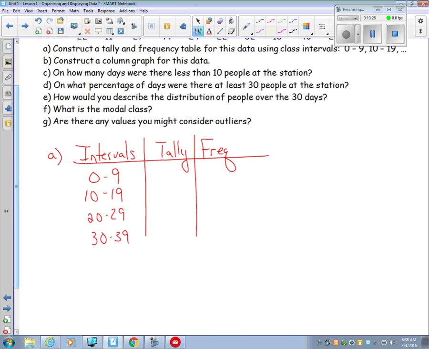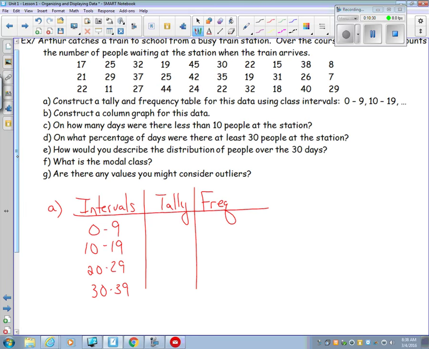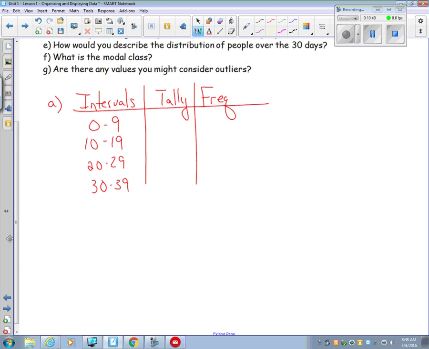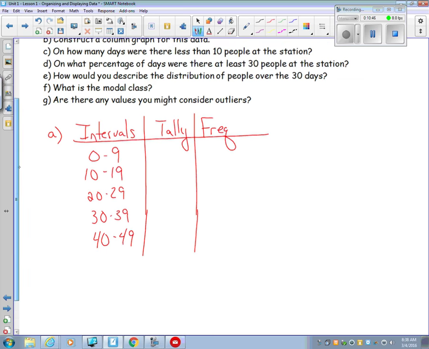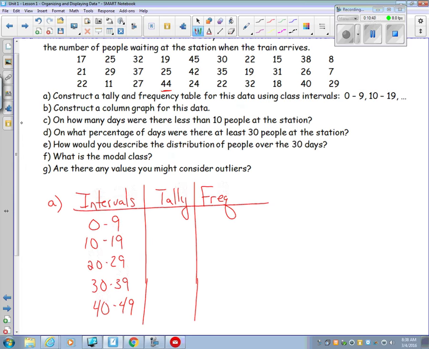39. You can stop when you reach the highest piece of data, so it's kind of helpful to find the highest piece of data. What do we look for here? I see a 44. I don't see anything higher than 44. So as soon as I get there, I know I have the highest interval I need. So 40 to 49 will work. Okay, tallies. So we have to go through each piece of data and figure out which category it goes in.